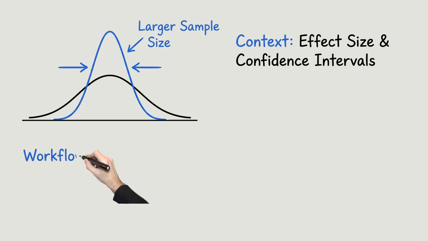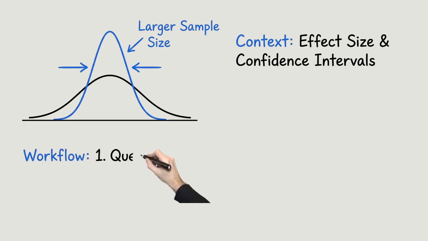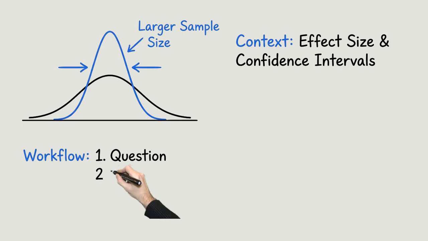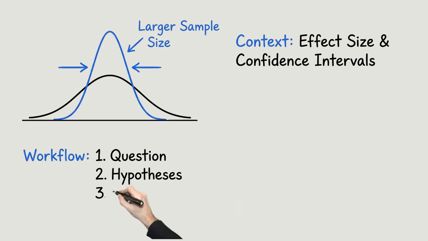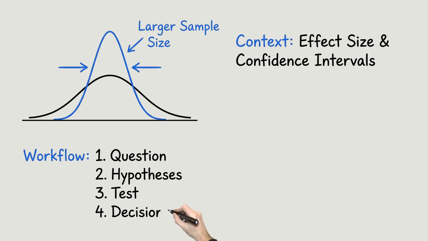In practice, hypothesis testing follows a clear workflow. State the research question, define the null and alternative hypotheses before seeing the data, choose alpha, select a test appropriate for the data and design, check assumptions, compute the test statistic and p-value, report the decision along with effect sizes and confidence intervals, and interpret the result in context.